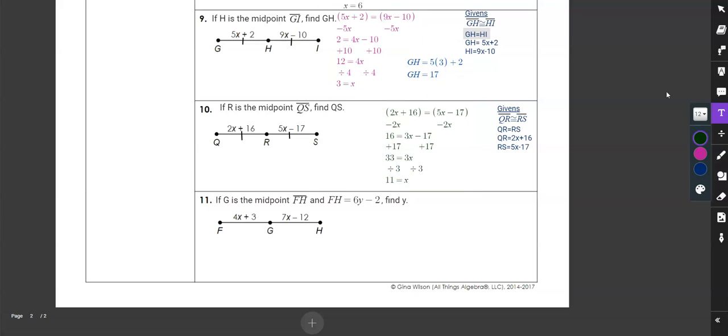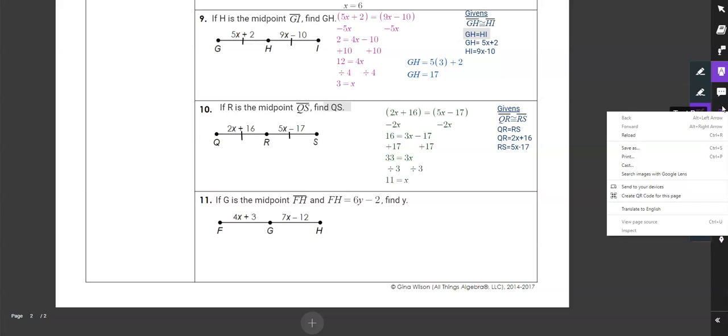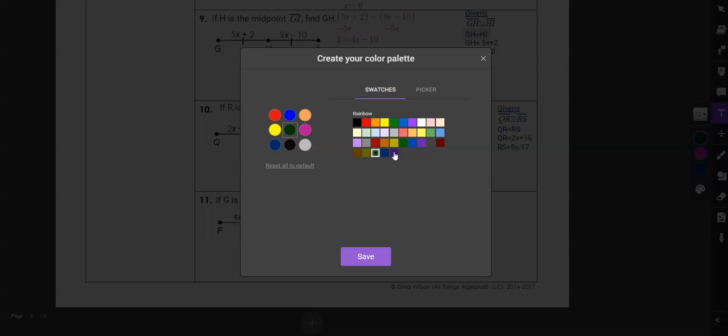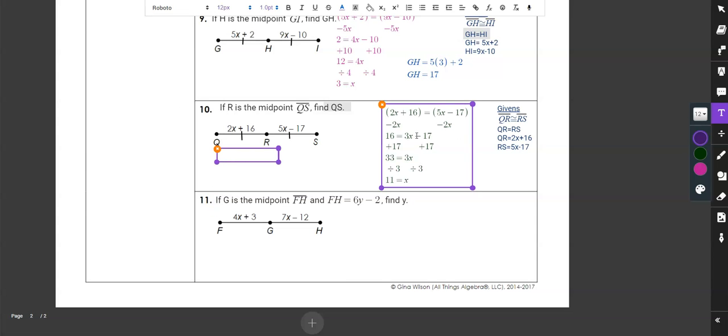But again, it didn't ask me for x. It asked me to find QS. So one thing we know is that because these are congruent to each other, QR and RS are equal to each other. So really we only have to find one segment and multiply it by two. So the way we're going to show our work is we're going to choose which one we think is easier to work with. I'm going to do 2x plus 16, mostly because it seems like that's probably the easier choice. So 2x plus 16 is QR. So let's go ahead and do it that way.